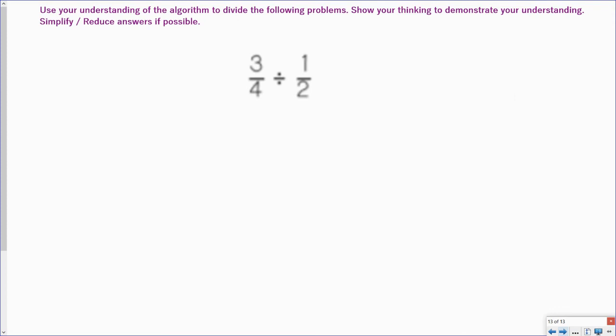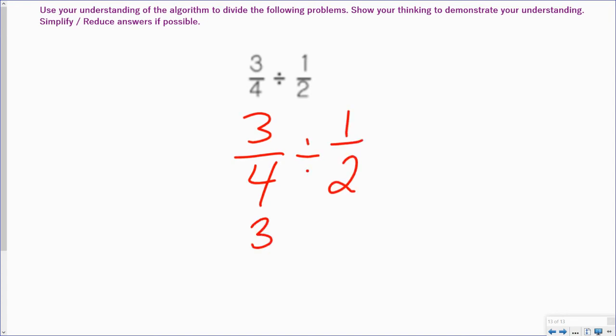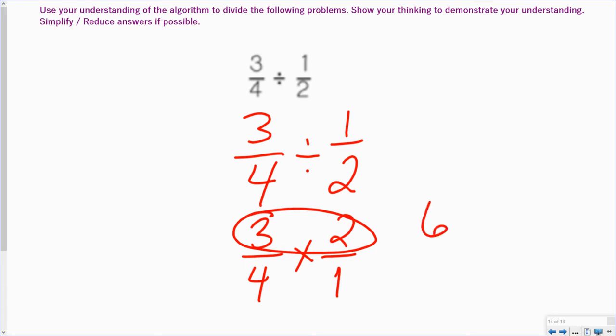So here I have 3/4 divided by 1/2. 3/4, change to multiplication, and then the reciprocal, or flipping this one, would make it 2/1. 3 times 2 is 6. 4 times 1 is 4.